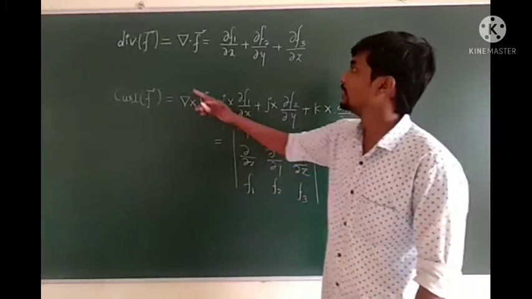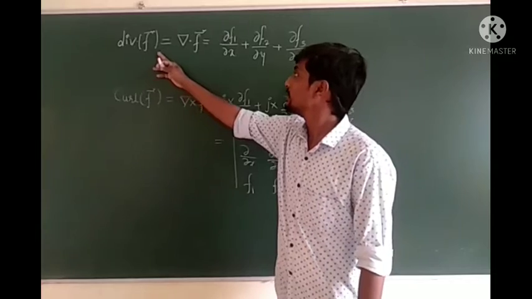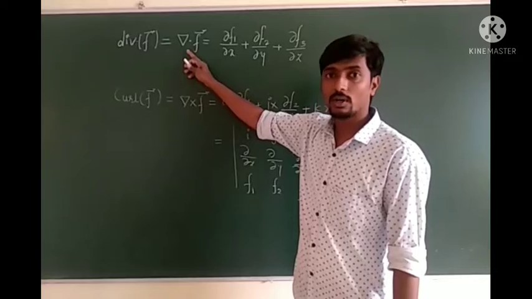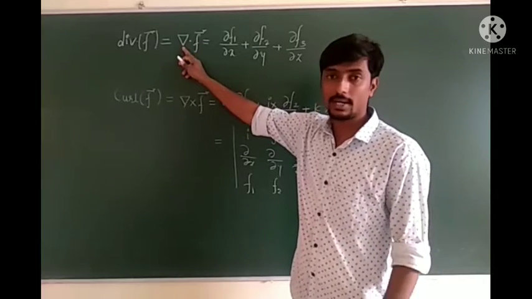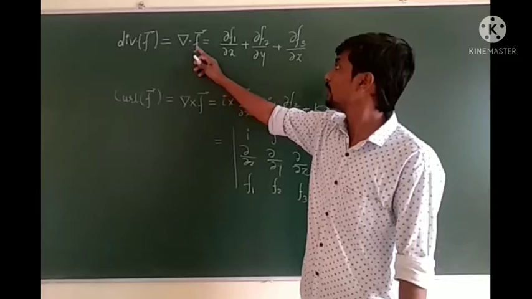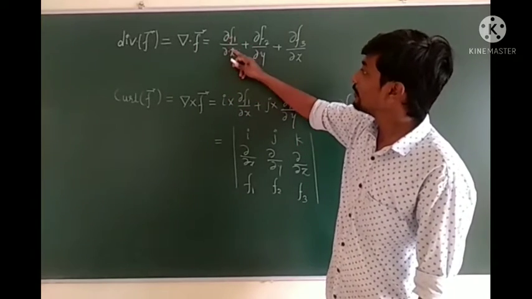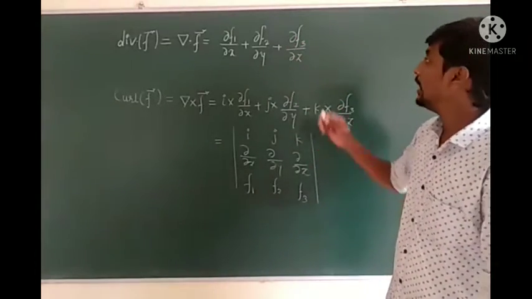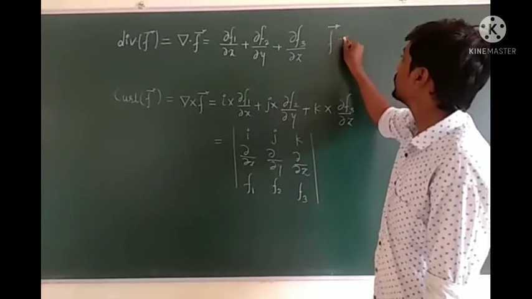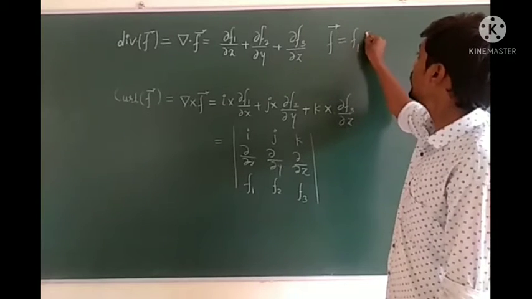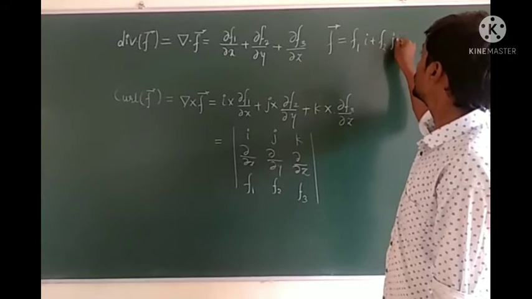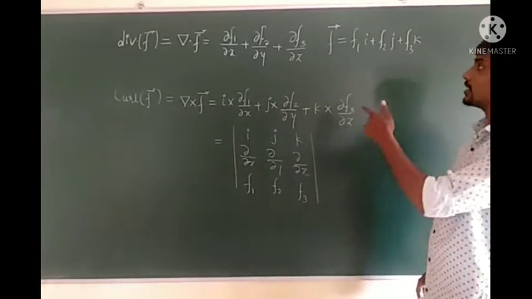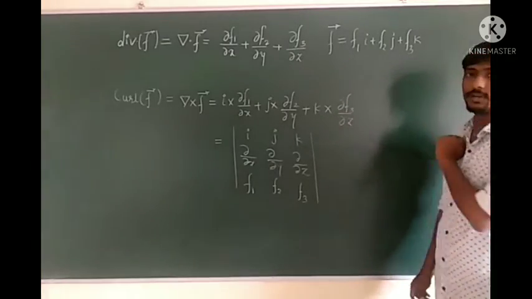Now look here, this is the divergence of the vector, it is del dot f. Here we are using the dot product of the vector and the differential operator del. After doing the dot product we get the value dou f1 by dou x plus dou f2 by dou y plus dou f3 by dou z, and your vector function is given in the format f equals f1 i plus f2 j plus f3 k.